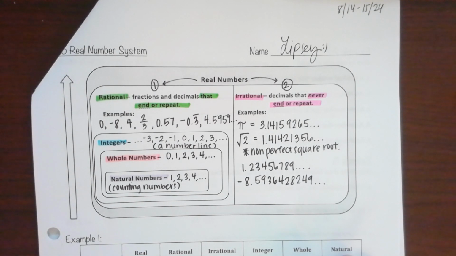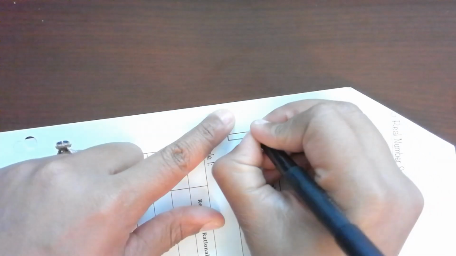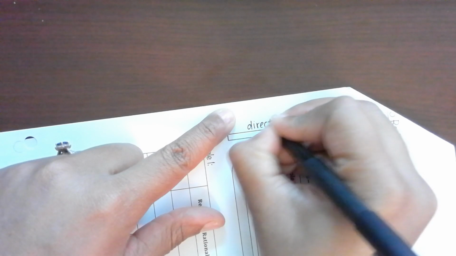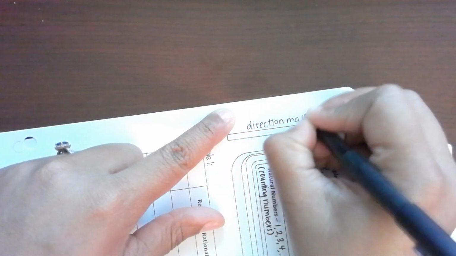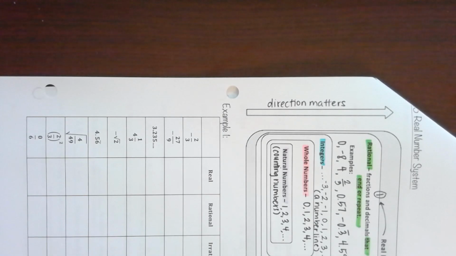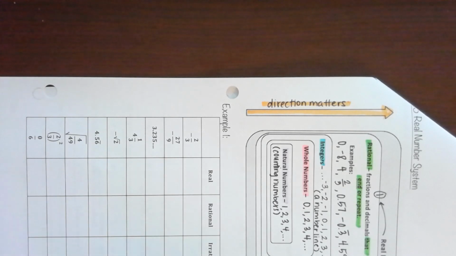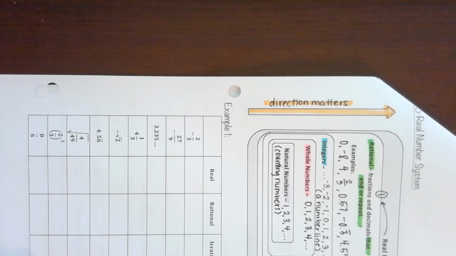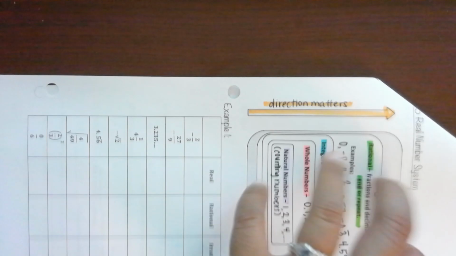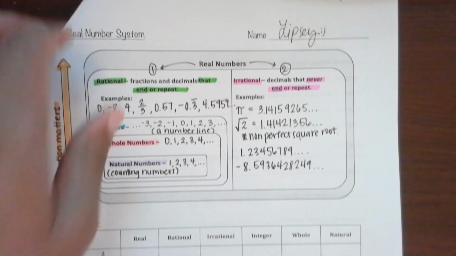Does that make sense? Everybody good? Awesome. So what I'm going to have you write right here is direction matters. Everybody good right here? So we're going to use this to help us with example number 1 down here, okay? So the directions are, because they're not listed here, I'm going to have you write the directions in.